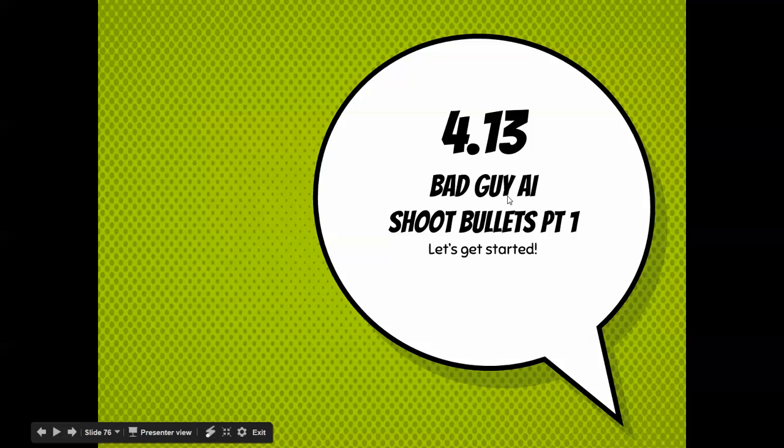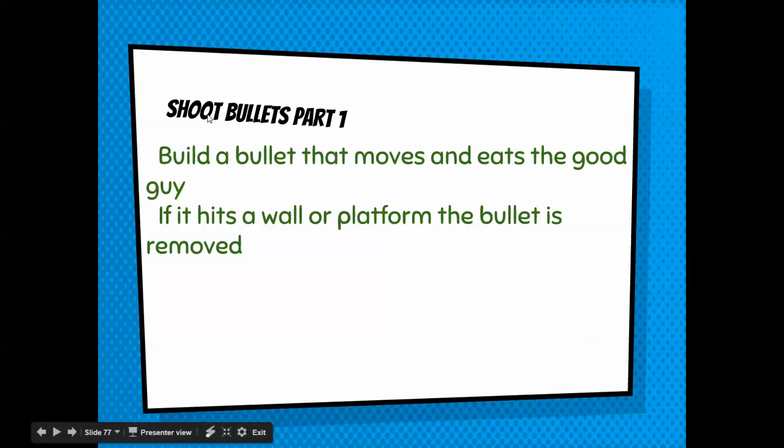So we're going to do some bad guy artificial intelligence. He's going to shoot bullets. Okay, so shooting bullets, part 1. We need to build a bullet class that moves and eats the good guy. And if it hits a wall or platform, the bullet is removed. That's the first step.